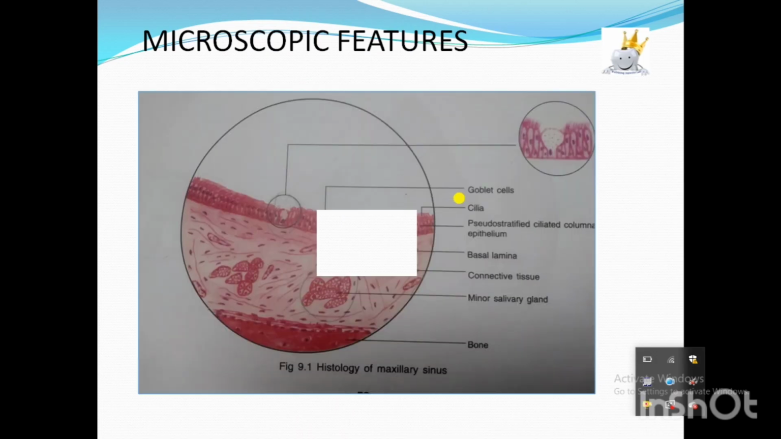Let us see the microscopic features of the maxillary sinus. This layer is the epithelial layer. These are the basal cells of the epithelium. This is the connective tissue part, which contains minor salivary glands. The epithelium is lined by pseudostratified ciliated columnar epithelium. The epithelium has cilia and it has goblet cells.